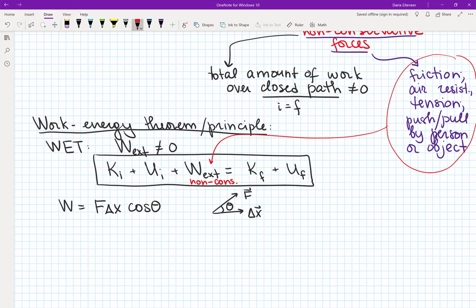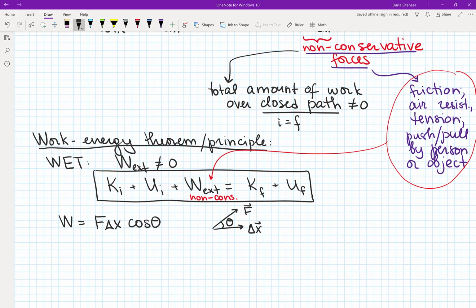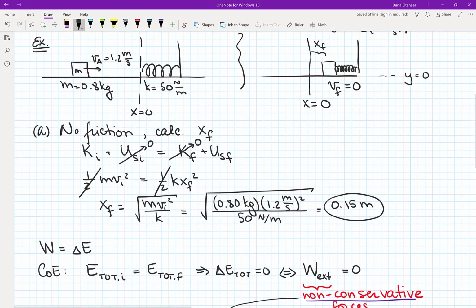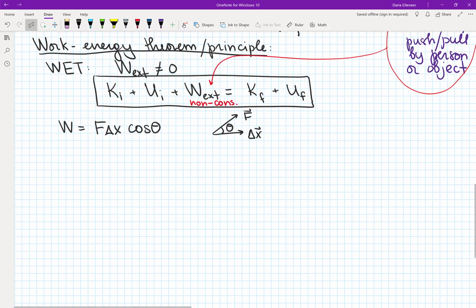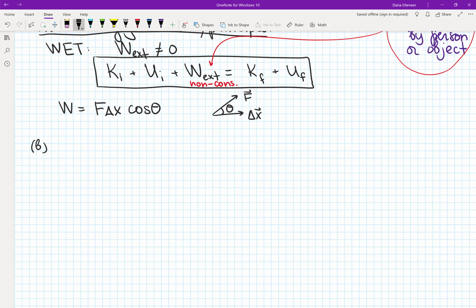Having said that, let's go back to this previous example. Everything's going to stay the same, except we're going to add friction to it. Okay? So now, let the coefficient of friction be 0.5, and we're still going to calculate the maximum compression of the spring. So obviously friction is non-conservative, right? So we're going to have to address that.